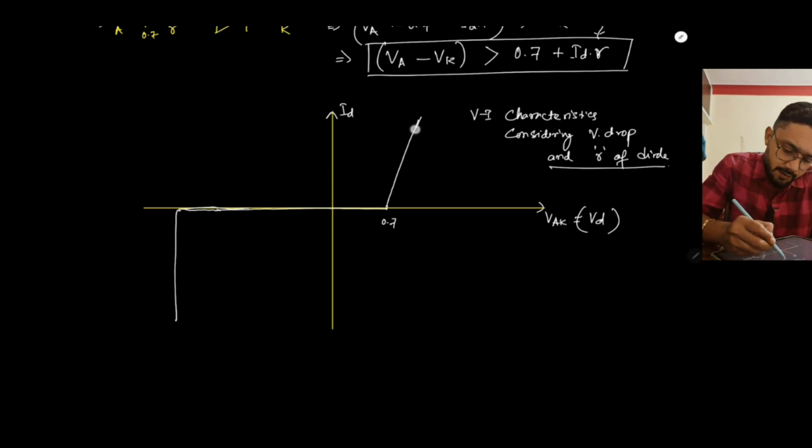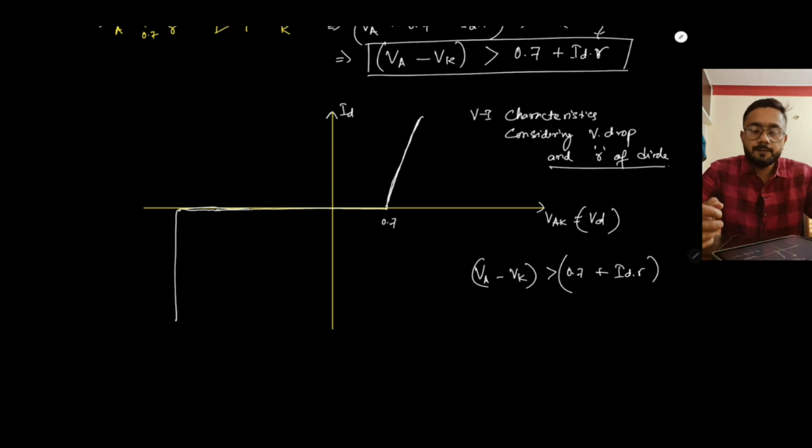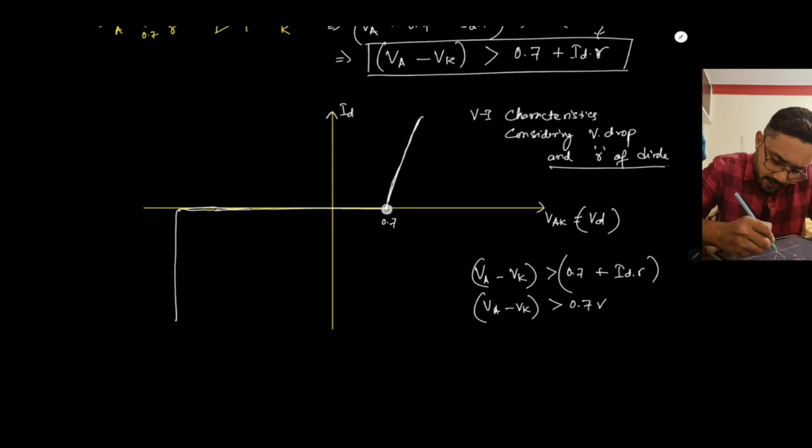So why does this shape look like a slope here? Now see, what was the condition? Va minus Vk greater than 0.7 plus Id into R. Now when the Id is 0, if I consider a circuit and Id is 0, it means the current that is trying to flow through the diode is 0, then Vak minus V0, the condition will be 0.7 volt. Okay, so this is the condition.